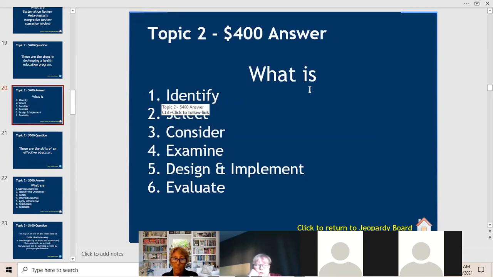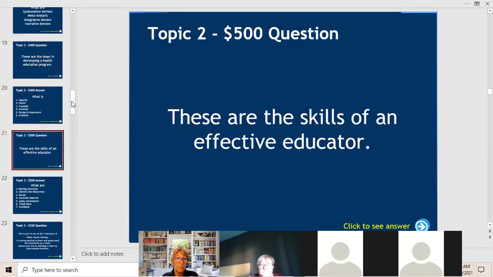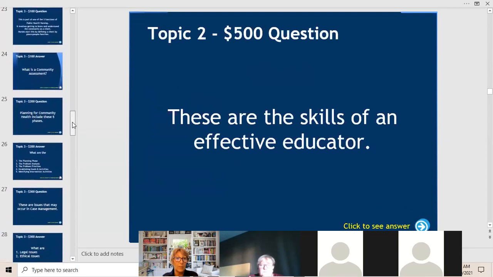This next one could be a select all that apply. Or you could be presented a scenario that says, this is what we're doing right now. What part of the developmental program is it in? Is it in the assessment phase, the planning phase, evaluation phase? Okay, makes sense? I like this question. We talked about this earlier.